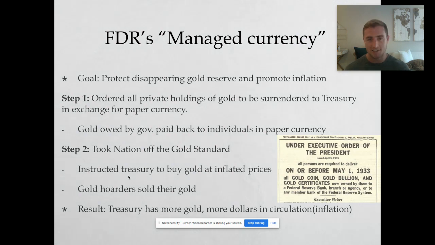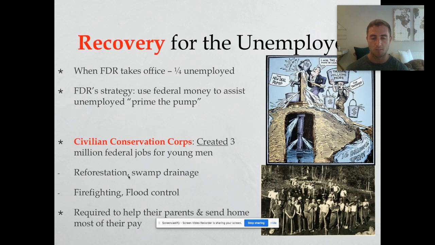He wants inflation in paper currency because he wants people in debt to be able to pay back their debts with inflated bills. This is very much what the West has been calling for since the Gilded Age, paying back debts with inflated prices. He does return the nation to the gold standard in 1934.